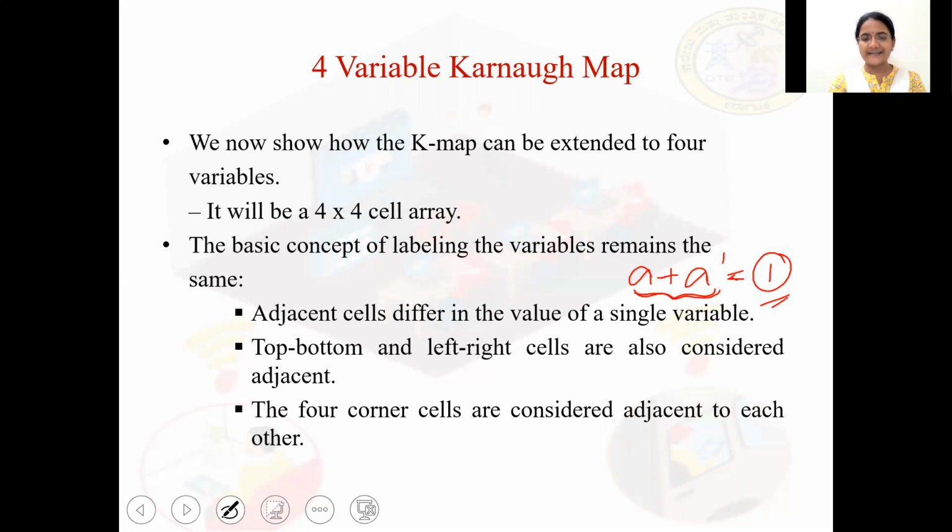Top, bottom and left, right cells are also considered adjacent. We studied in the last session the K-map rules and the steps to follow while simplifying the expression using the K-map. The 4 corner cells are considered adjacent to each other. These are the rules that we have to follow while grouping. The basic concept of labeling the variables remains the same as we did for the 3 variable K-map.